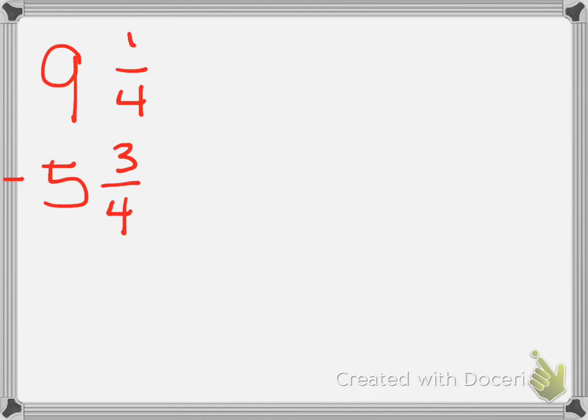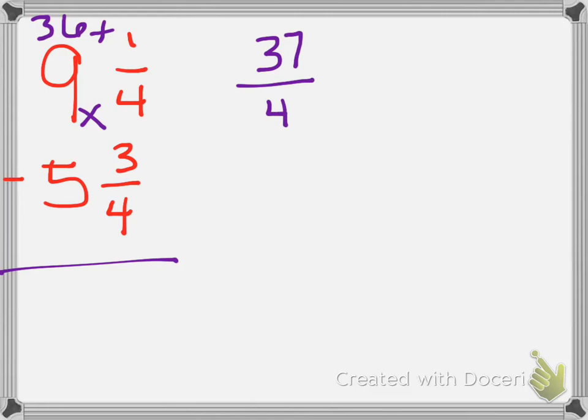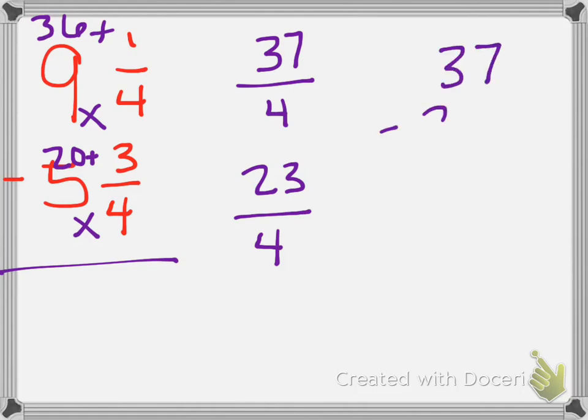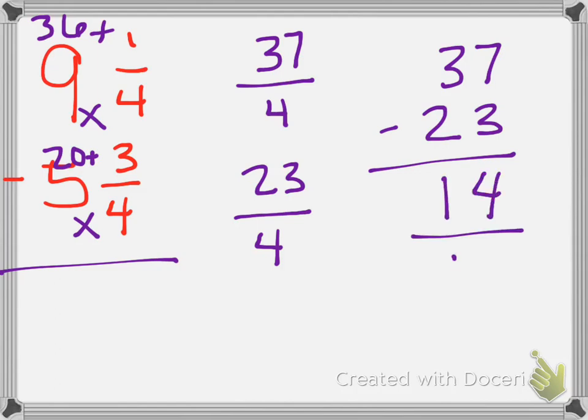Here's the next one. We have 9 1/4 minus 5 3/4. Take 9 times 4, which is 36, plus my numerator gives me 37 over 4. And I'm going to subtract the bottom one, but I have to rename it. 4 times 5 is 20, plus 3 is 23 fourths. Again, just coming over here and doing the subtraction for the numerator. And then I would have 14 fourths.